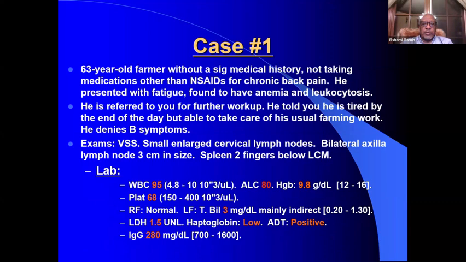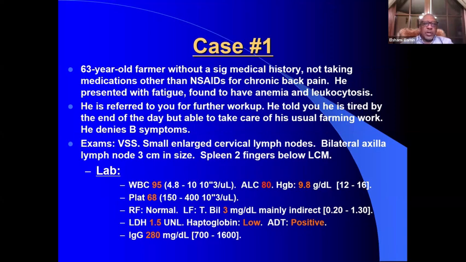WBC 95,000, the normal is 4 to 10, so high. This is leukocytosis, and predominantly lymphocytes. So absolute lymphocyte count, ALC, 80, hemoglobin 9.8, normal 12 to 16. Platelet count 68,000, normal 150 to 400. So he had the anemia and thrombocytopenia. Renal function normal, liver function, total bilirubin is elevated at 3, mainly indirect.